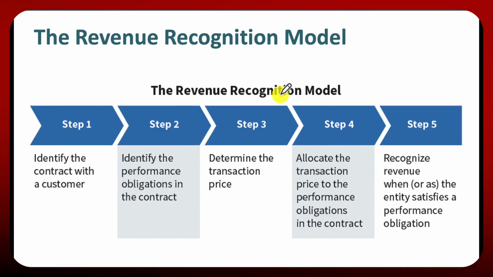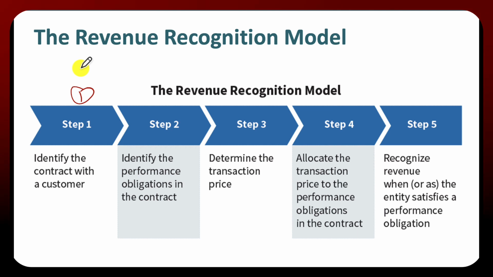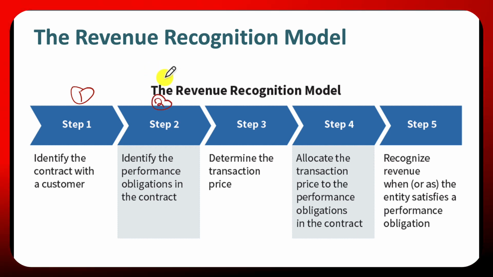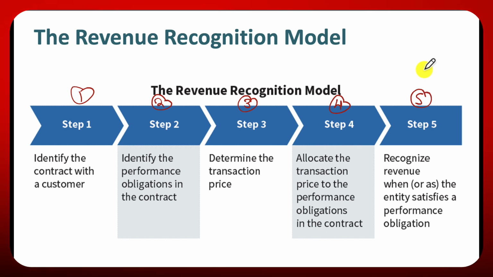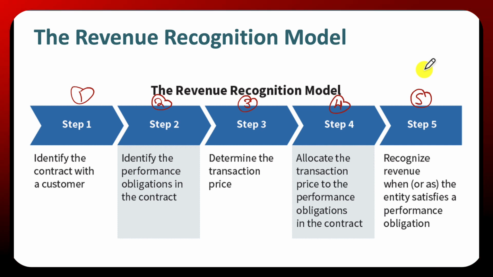Let's review the 5 steps of the revenue recognition model. Step 1, we are to identify the contract with a customer. Step 2, we are to identify the performance obligations in that contract. Step 3, we are to determine the transaction price. Step 4 is we have to allocate the transaction price to the performance obligations in the transaction. And lastly, in step 5, we are to recognize revenue when or as the entity satisfies the performance obligations. So these are the 5 steps in the revenue recognition process according to both US GAAP ASC 606 and IFRS 15.